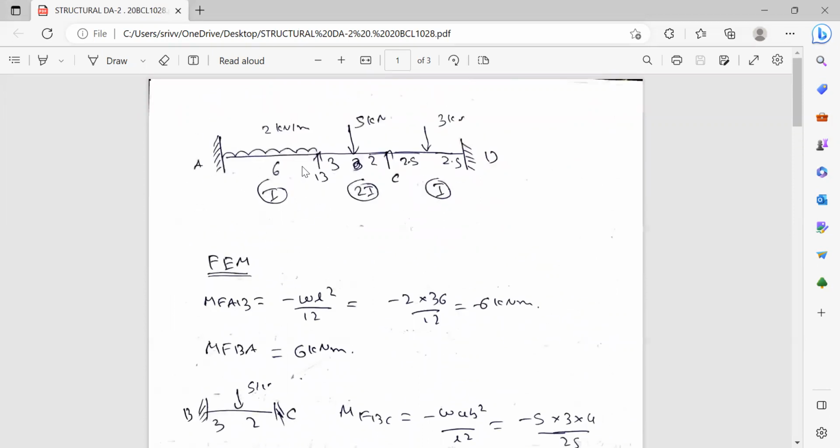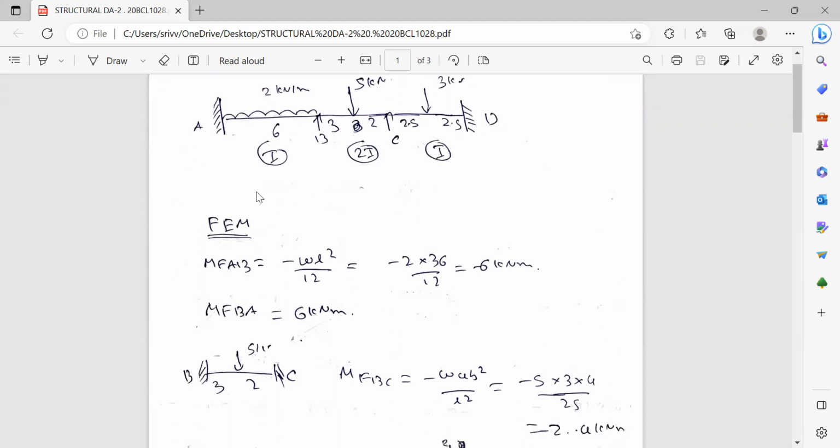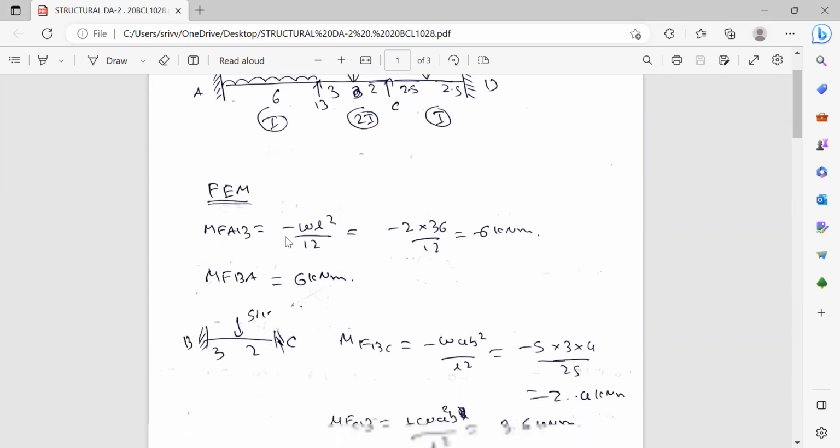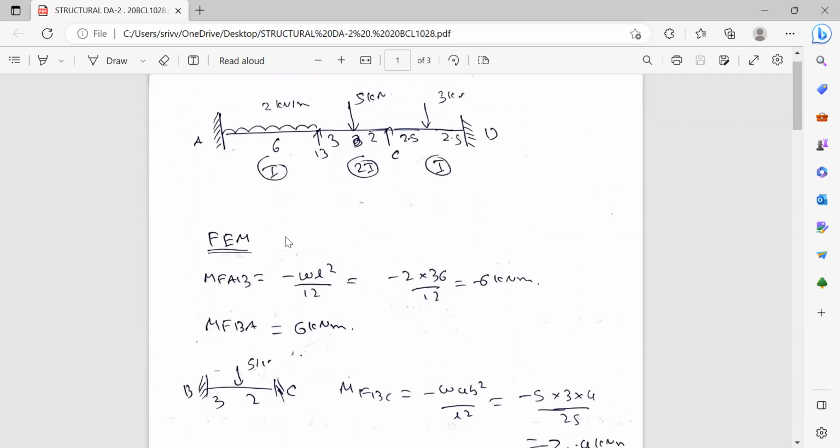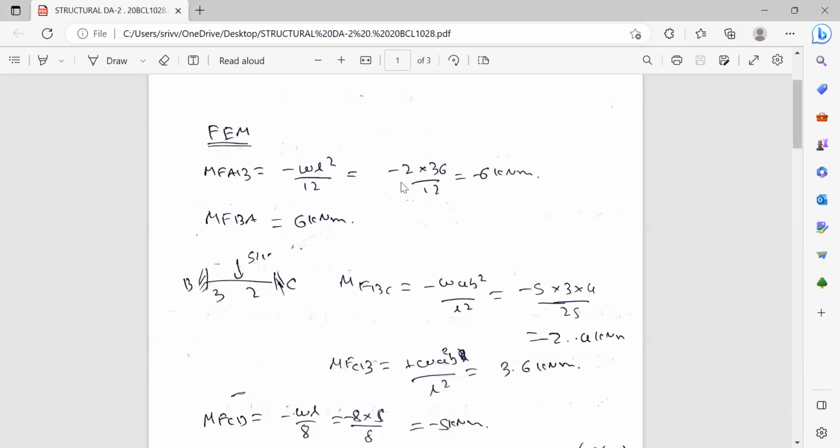So we find fixed end moment for our respective spans. For the first span AB, the formula would be minus WL square by 12. W is the load and L is the length. And we assume that the ends of all the spans are fixed. And we get respective values. First one, we can see minus 6 kilonewton meter.